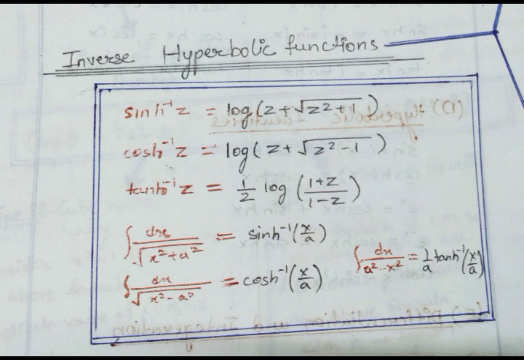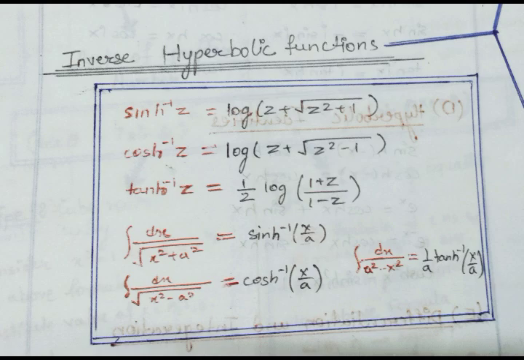Integration dx divided by under root x square plus a square is equal to sin hyperbolic inverse x upon a. Integration dx divided by under root x square minus a square is equal to cos hyperbolic inverse x upon a. Integration dx upon a square minus x square is equal to 1 upon a tan hyperbolic inverse x upon a. These are the six formulas that we'll be using in this separation of real and imaginary parts of hyperbolic inverse functions.